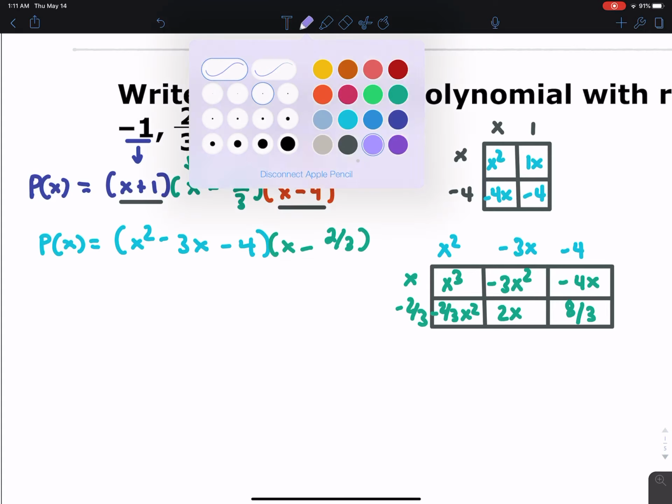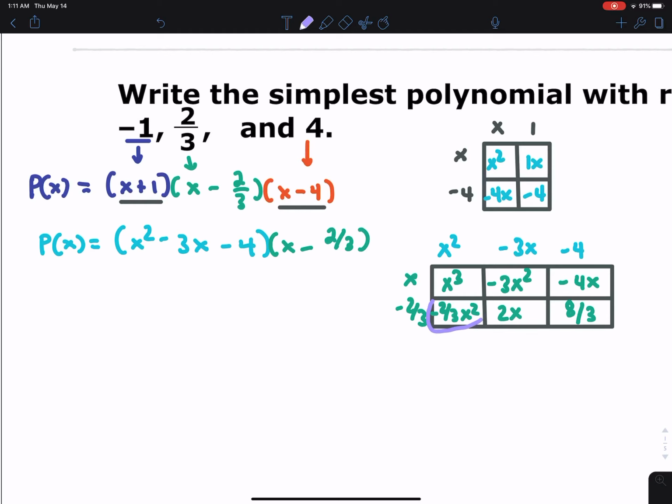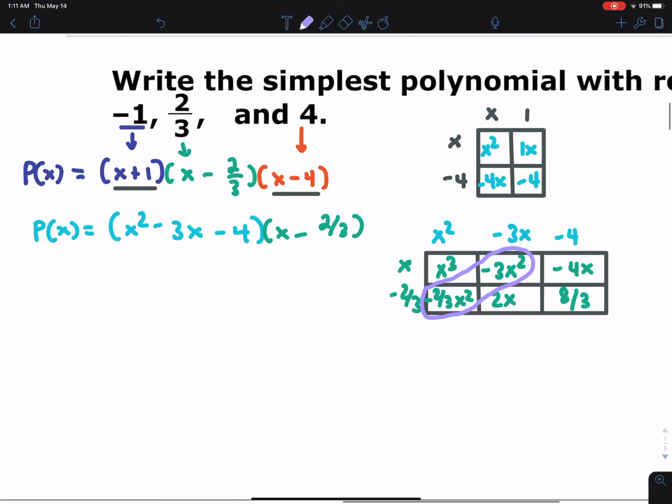The only one that's a little bit tricky when we combine our like terms is this one, because we have to add a fraction to an integer. So we need common denominators. So negative 2/3 plus negative 3/1. Common denominator is going to be 3. So we'd have negative 2/3 plus negative 9/3, which is going to give us negative 11/3 for our x squared term. And everything else is pretty simple.